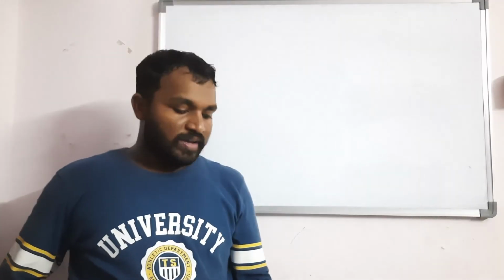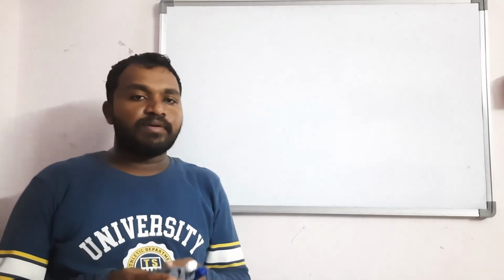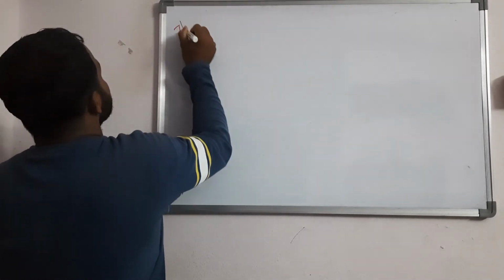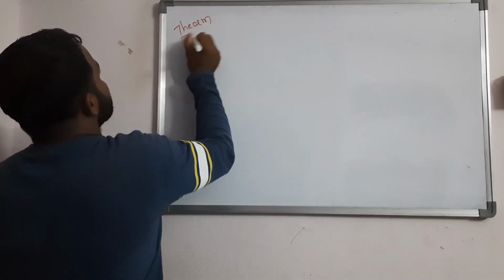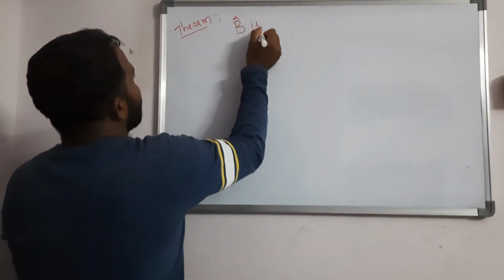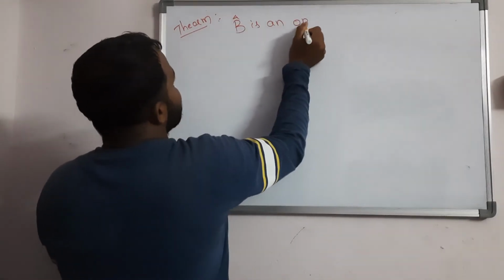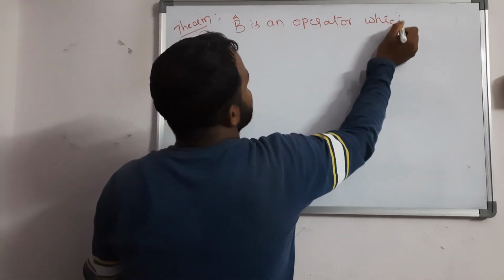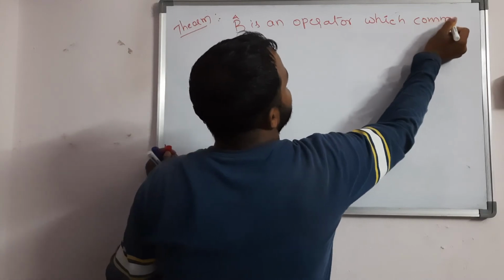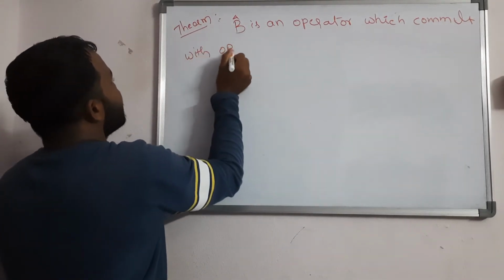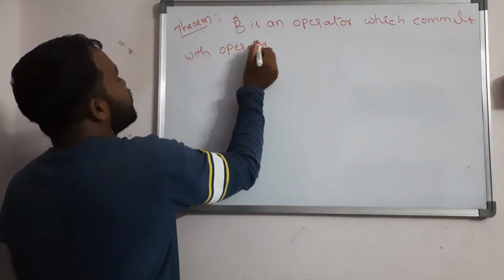So hello everyone. Actually this is additional information, a theorem which we are going to discuss. It is not in the syllabus, but we are going to discuss the theorem. What is the theorem? B cap is an operator which commutes with operator A cap.